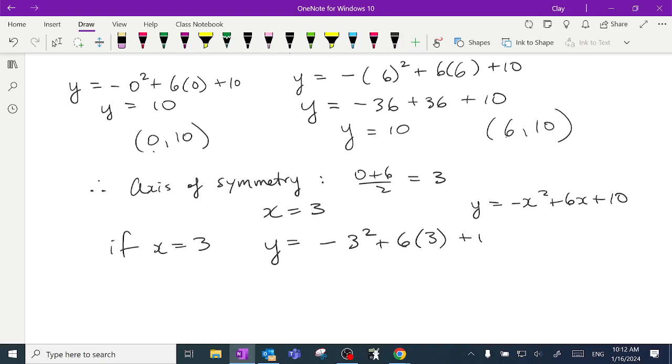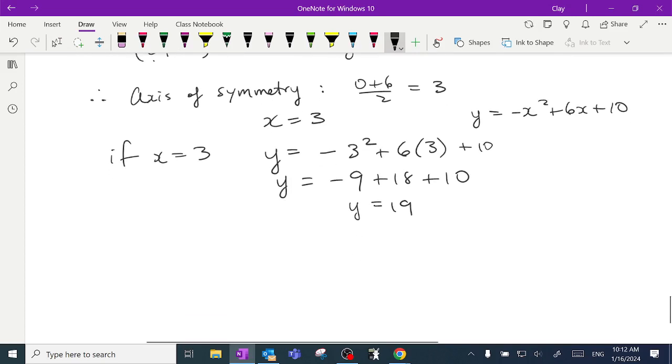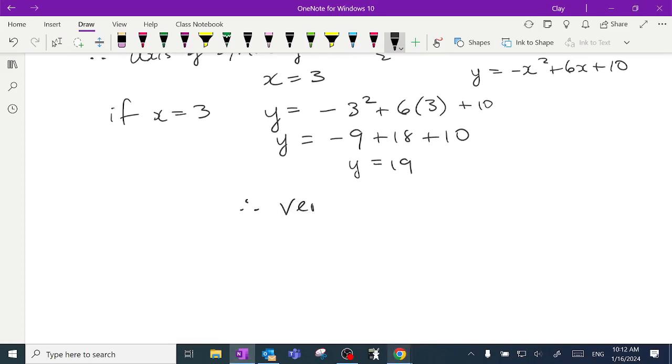Oops, 10, I says. There we go. That looks like a 16 now. 10, that's better. So that would be negative 9 plus 18 plus 10, which is 9 plus 10, which is 19. So therefore, the vertex is (3, 19). So there you go. You can find the vertex even if you're in standard form, even if it doesn't seem to factor. Okay, we got a question.